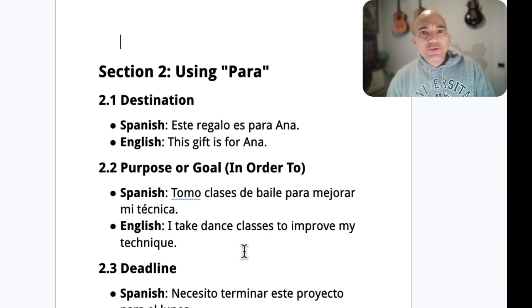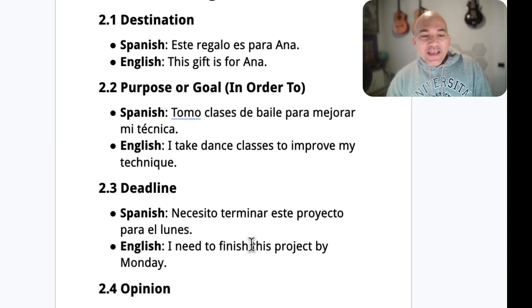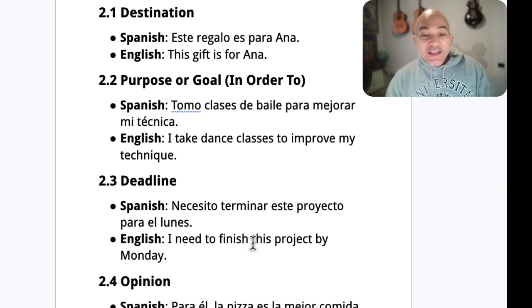I study Spanish to travel abroad, to go to Latin America. In that case, it's a purpose, a goal, then you're going to use para because that's your goal. Then we use para also when we're talking about deadline. Necesito terminar este proyecto para el lunes. I need to finish this project by Monday.